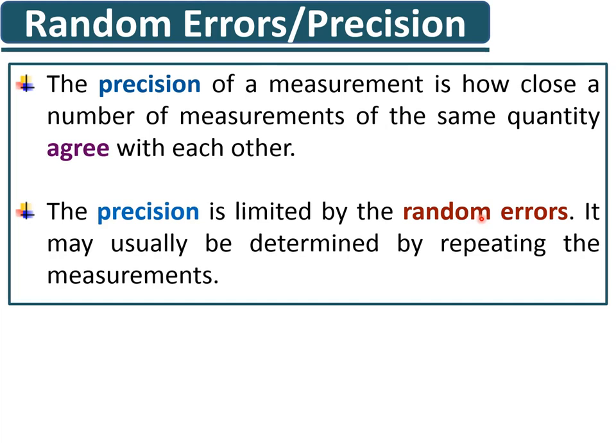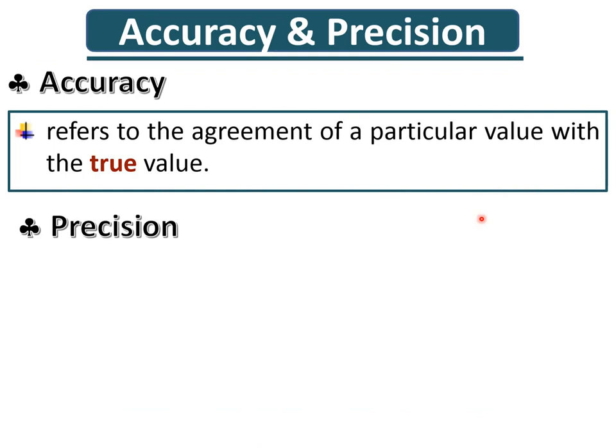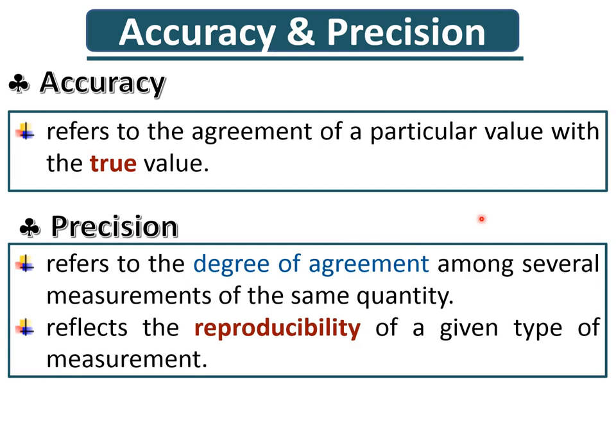Okay? So to summarize, accuracy refers to the agreement of a particular value with the true value, but precision refers to the degree of agreement among several measurements of the same quantity. The precision also reflects the reproducibility of a given type of measurement. If I asked you in the lab, are your results reproducible or not? Reproducibility means that if you repeat the measurements every time, you get a very similar value or not. This is reproducibility. So reproducibility is connected directly to, or actually reflects, the precision of the measurement.